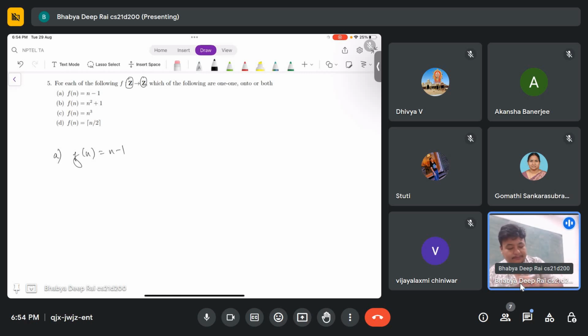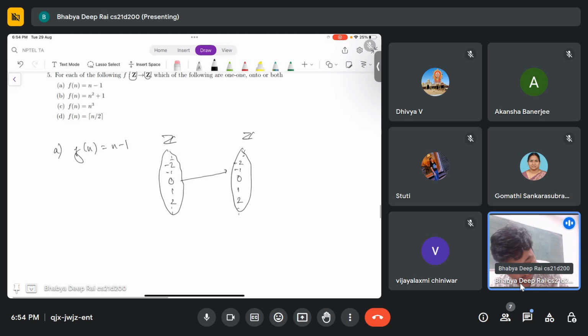Now, so first let's get an idea about what this function looks like. Okay. So yeah, 0, 1, 2, minus 1, minus 2, and so on. So these are both sets of integers. So 0 maps to 0 minus 1, which is minus 1. Minus 1 maps to minus 1 minus 1, which is minus 2. And 1 maps to 1 minus 1, which is 0. 2 maps to 2 minus 1, which is 1. And so on.